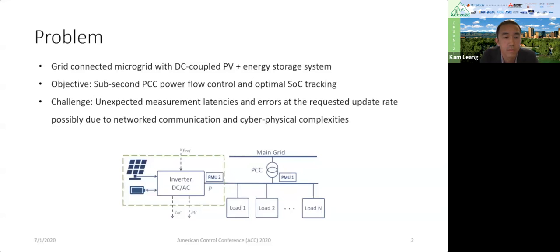The objective is to perform subsequent control of power flow at the point of common coupling of the microgrid with the main grid, as well as state of charge tracking of the optimal battery profile. We also want to reduce the power flow fluctuations at the point of common coupling. The challenge we faced is mainly due to unexpected measurement latencies that result from the network communication setup, as there are multiple sensors spread across the microgrid that communicate via a network.